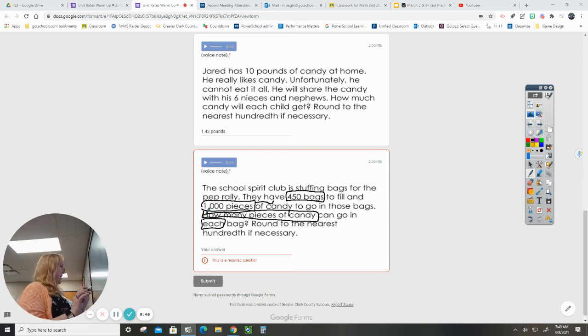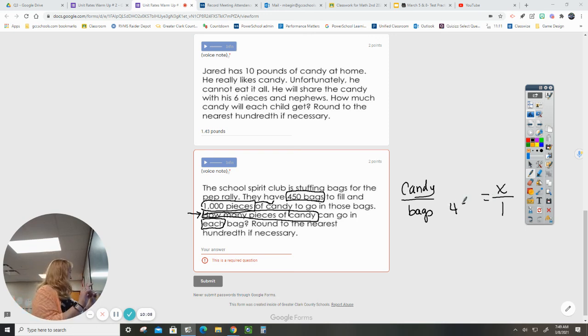Okay, so in this one we have candy, 2 bags. The question says right here, how many pieces of candy? So that means that X is how many pieces of candy for one bag. All right, so now we've got to fill in the other side. We have 450 bags and 1,000 pieces of candy. So we're going to cross multiply.